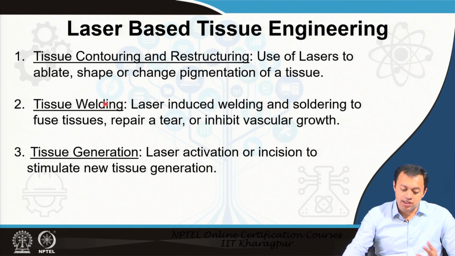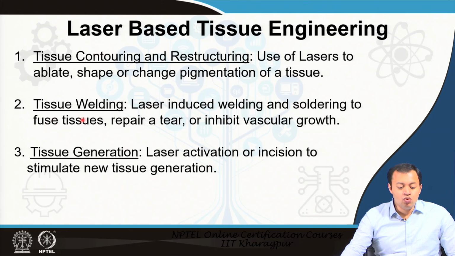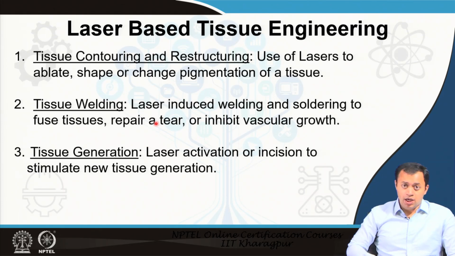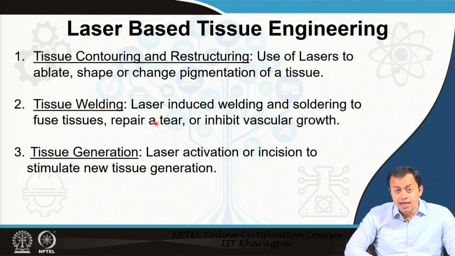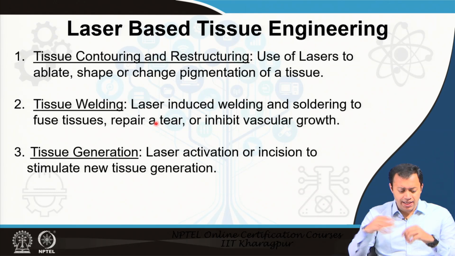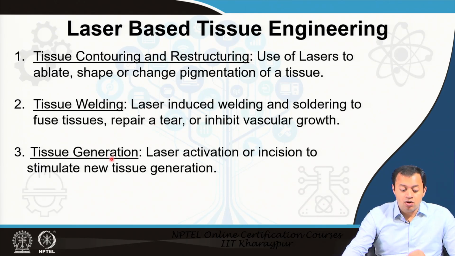So, tissue welding is a very similar thing. Welding or soldering to fuse tissue, and this is used in wound healing or to repair a tear, where some blood vessels have ruptured, or your retina has got detached, something similar. Something that has broken needs to be fused, needs to be connected. And then this is slightly controversial, and we are going to take it head on as well.